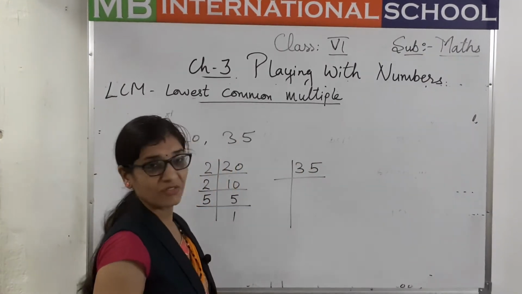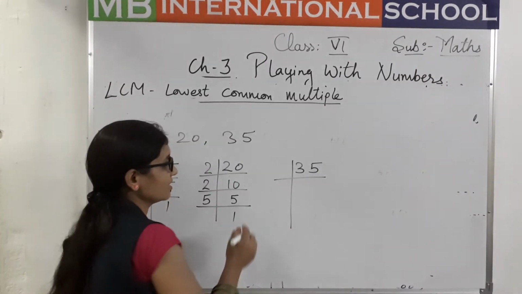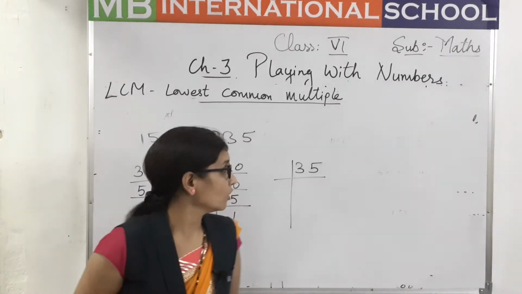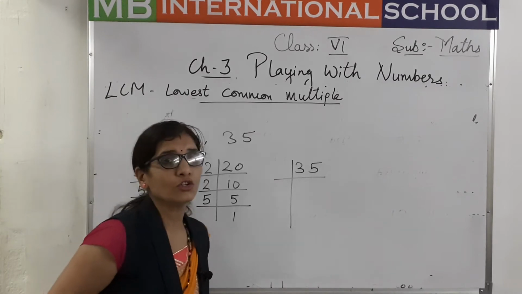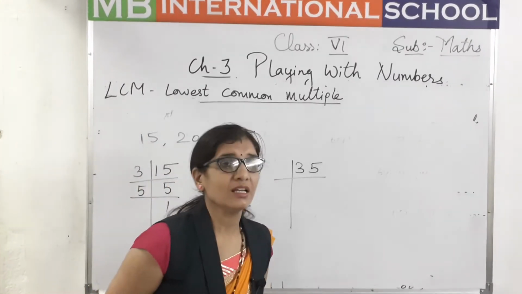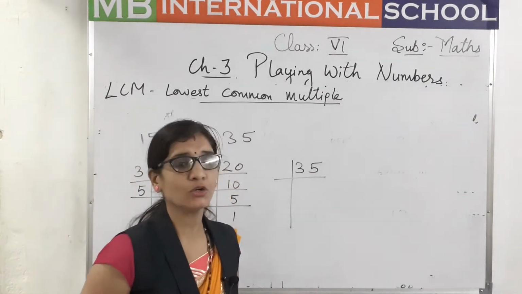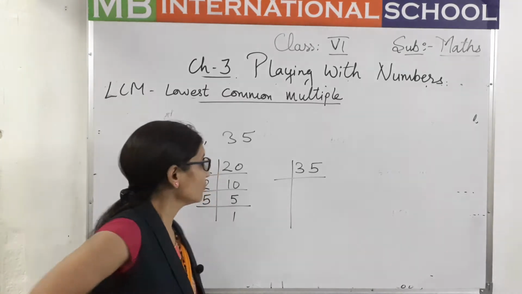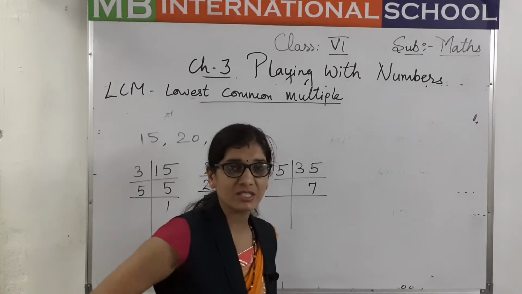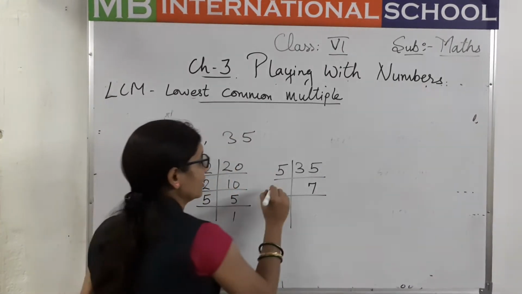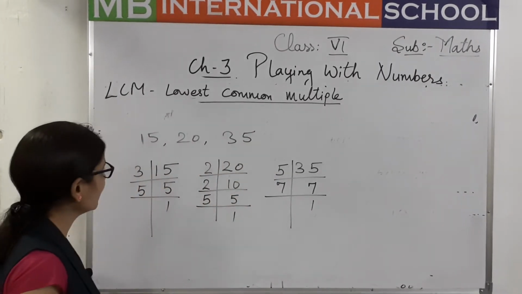In the same way, 35 is an odd number, so it is not divisible by 2. The next prime number is 3. It is also not divisible by 3. The next number is 4, a composite number, which has more than 2 factors, so it is also not divisible. We can take 5. How many times? 7 times. 5 times 7 is 35. Now 7 itself is a prime number. So we got the factors of these 3 numbers.